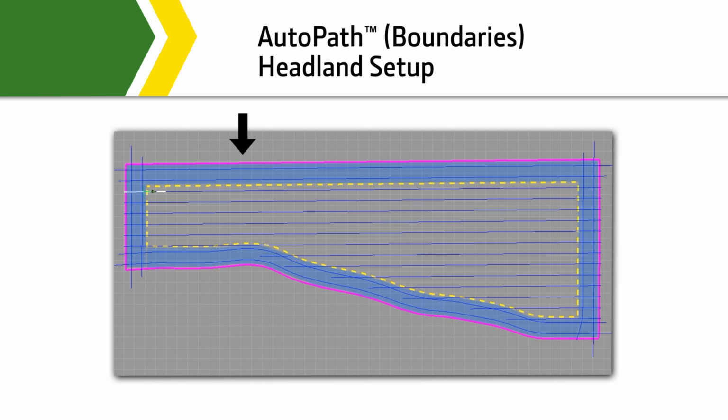On the north side with a straight boundary, you get straight guidance tracks. On the south side of the field, however, with the curved field boundary, the guidance tracks are also curved, providing accurate guidance along the edge of the field, even if it's not straight.